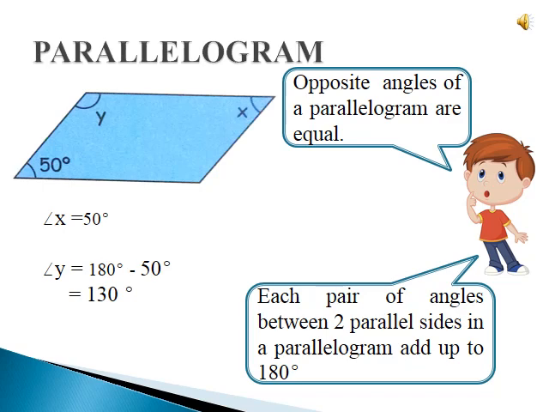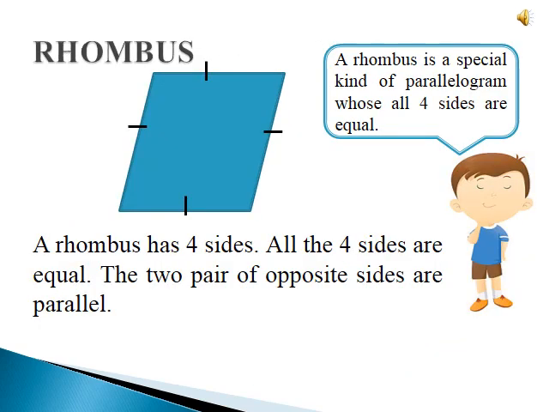Now next is how to find angle Y. As we just learned a minute before, each pair of angles between two parallel sides add up to 180. Now as we know that angles on a straight line add up to 180, angle Y is equal to 180 degrees minus 50 degrees, we will get 130 degrees, right? So each pair of angles between two parallel sides in a parallelogram add up to 180. Perfect.